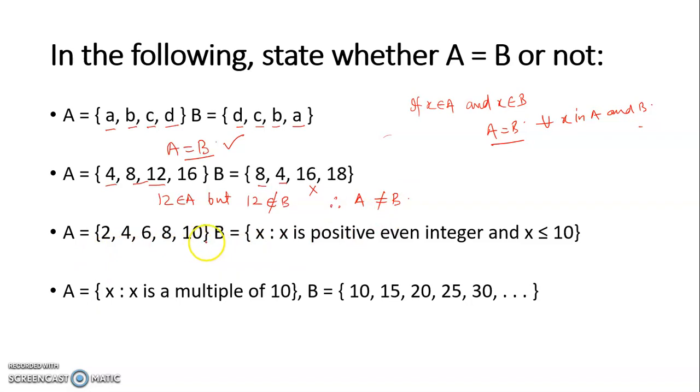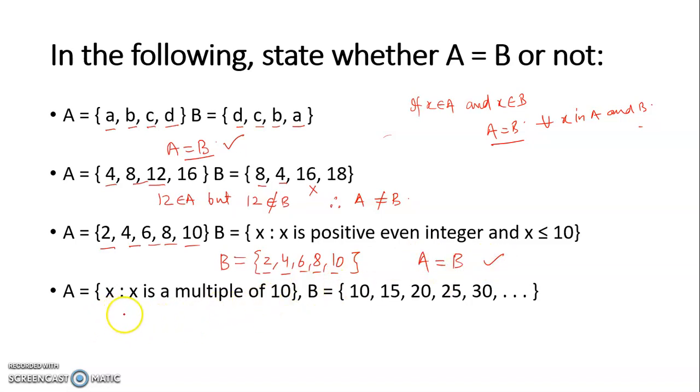A is 2, 4, 6, 8, 10. B is x such that x is a positive even integer less than or equal to 10. So what is an even integer? If I write B in roster form, it makes life easy. It is going to be 2, 4, 6, 8, 10 simply. So if you see, 2 is here, 4 is here, 6 is here, 8 is here, 10 is here, and you can simply say A is equal to B.